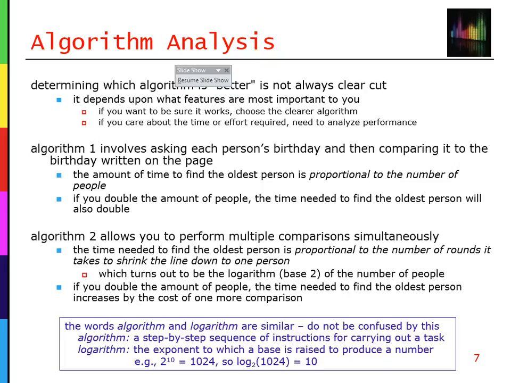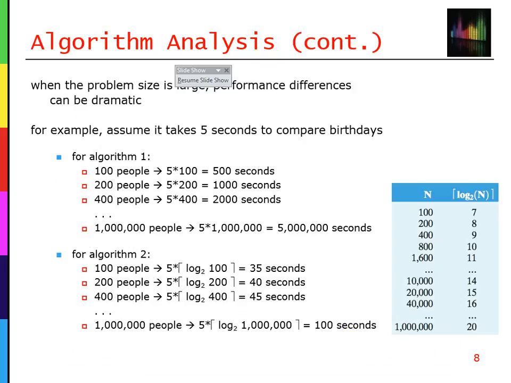By the way, what I mean by logarithm is the exponent to which a base is raised to produce a number. So 2 to the 10th equals 1024. Log base 2 of 1024 equals 10. That's what I mean by that.